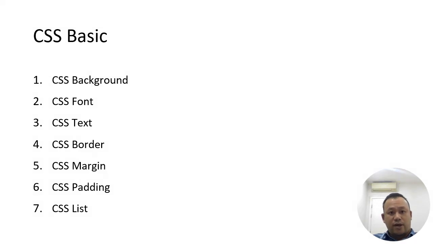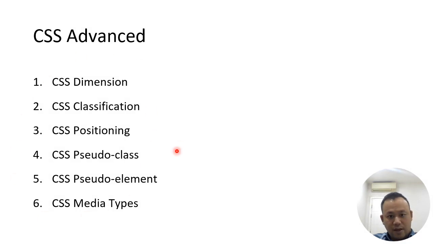Now we have a quick look at CSS basic features. They are CSS background, font, text, border, margin, padding, and list. We also have some more advanced CSS features: dimension, classification, positioning, pseudo-class, pseudo-element, and media types.